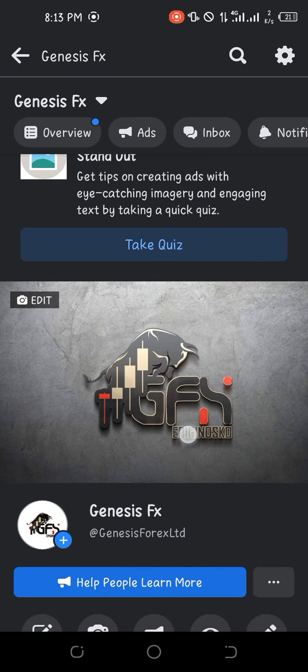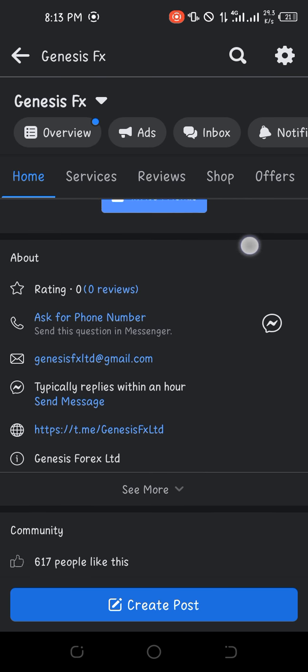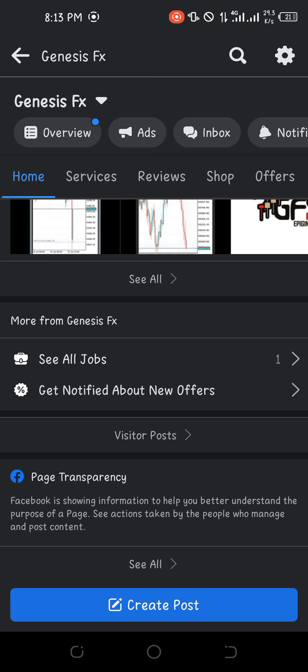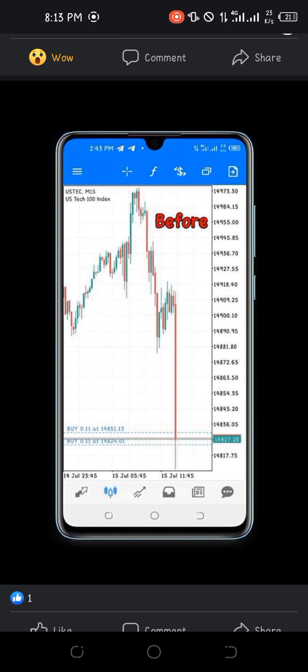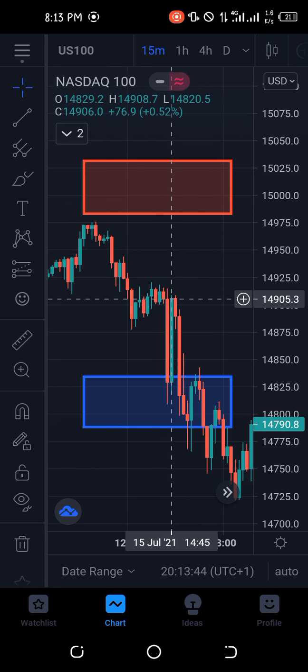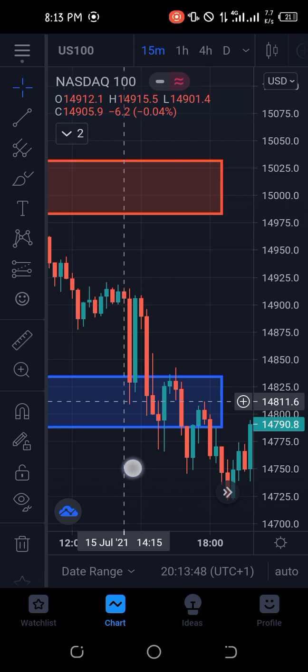Look at this. This is my page. Let me show you guys. Yeah, this is it. So look at this. This was the entry. Let me show you. Look, this is how it was here. That was this red candle. And imagine we have reached the entry.